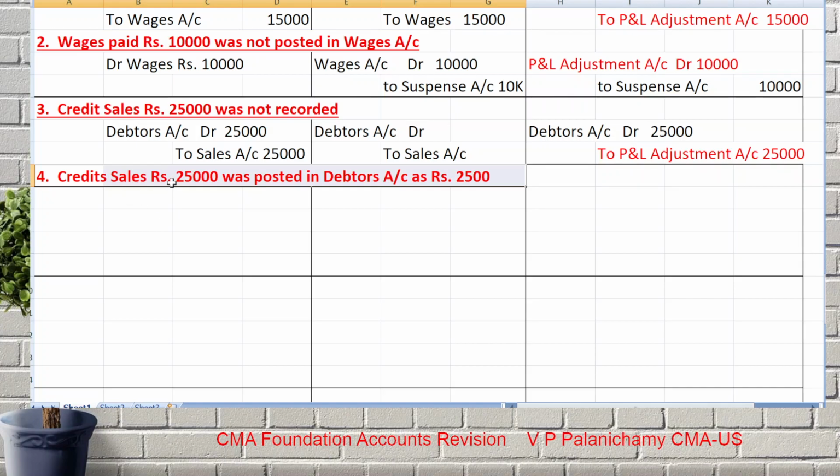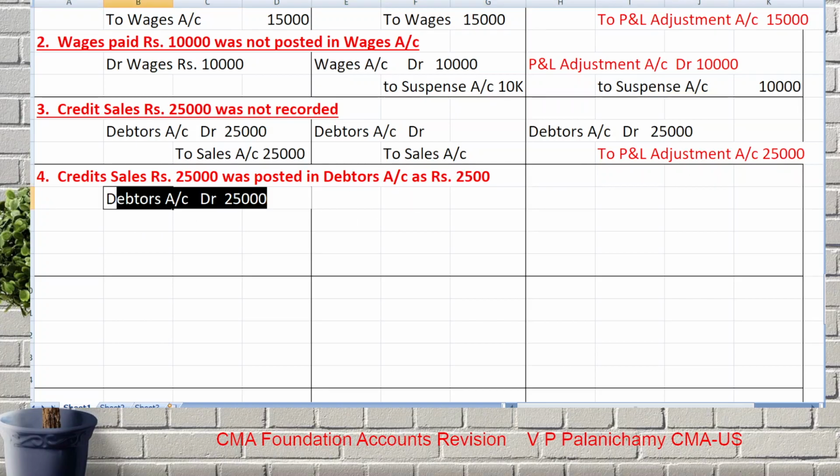Debtors account. How much should have been debited to the debtors account? 25,000. How much have we debited? 2,500. So you debit debtors account with how much? How much is the difference? 22,500. Why are we debiting? You should have debited 25,000, but we debited only 2,500. Debit this difference of 22,500.